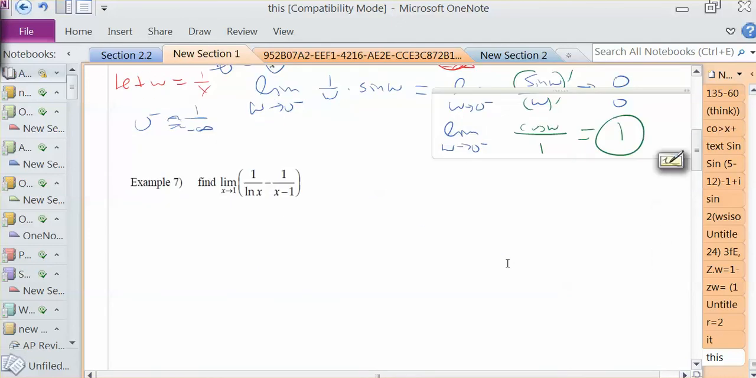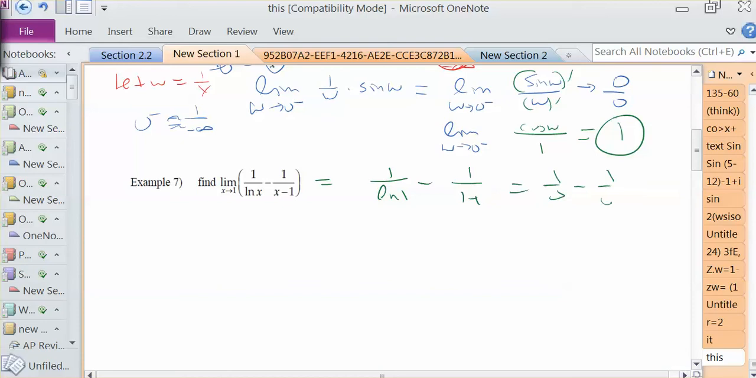Okay, for example 7, it may help to rewrite this fraction, because right now, if I do plug in 1, I get 1 over natural log of 1 minus 1 over 1 minus 1. That's basically 1 over 0 minus 1 over 0. That's not indeterminate. So we can't apply L'Hopital's rule yet to the way this expression looks. We need to rearrange it so that indeterminate form 0 over 0 falls out, and then we're okay.